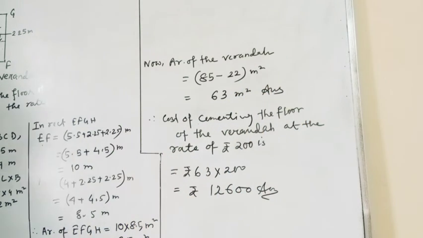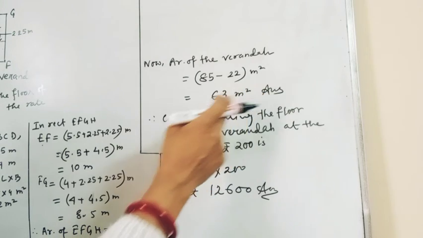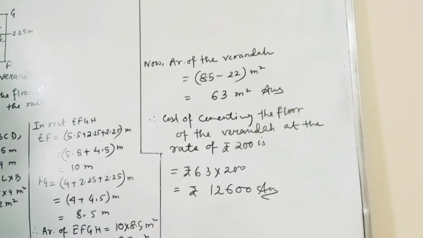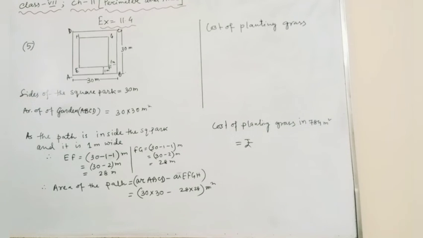So the area of the veranda, first of all you have to find out. In the question it was given, find the area of the veranda. It is 63 meter square. And the cost of cementing the veranda is 12,600 rupees. Next question is question number 5.